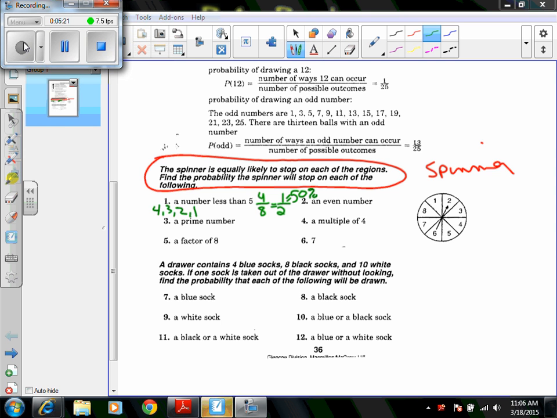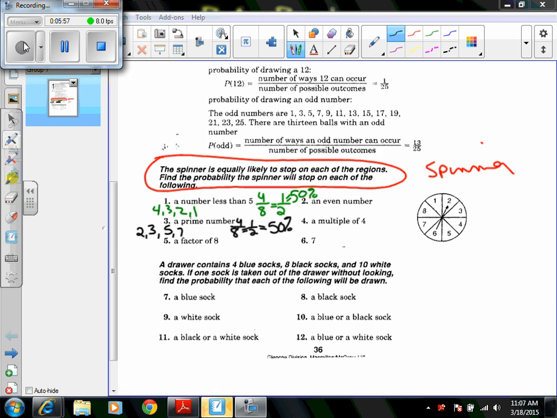All right, how about a prime number? Well, you have to remember that a prime number is a number whose only factors are 1 and itself. Okay, so 2 is a prime number, 3 is a prime number, 5 is a prime number, and 7 is a prime number. Okay, so that says that I have a 4 out of 8 chance for spinning a prime number, which is also equal to 1/2, which is also equal to 50% chance. I have a 50% chance of spinning a prime number.